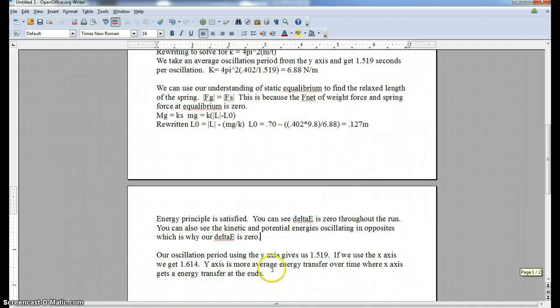Now, as for the x and y axis, the reason we use the y-axis to give our oscillation period and not the x-axis, we get two different numbers here. The y-axis represents more an average energy transfer from the spring force and the weight force, whereas the x-axis would give us a longer oscillation period because it's not affected by the spring force until the very end of its motion, whereas y is always being affected by spring force up and down.